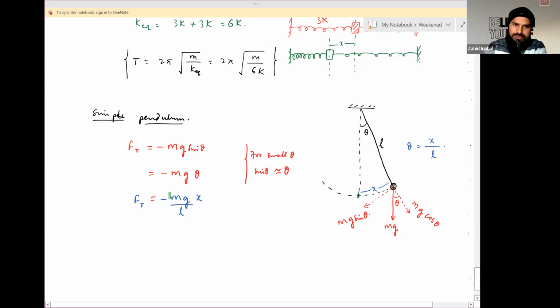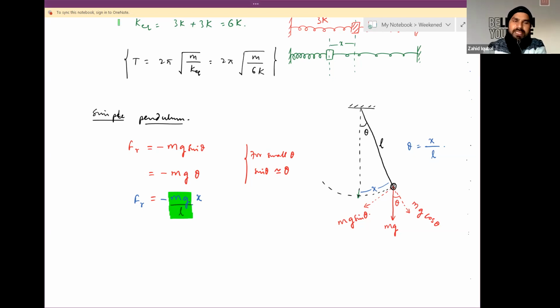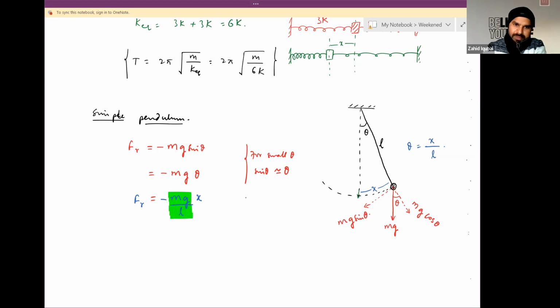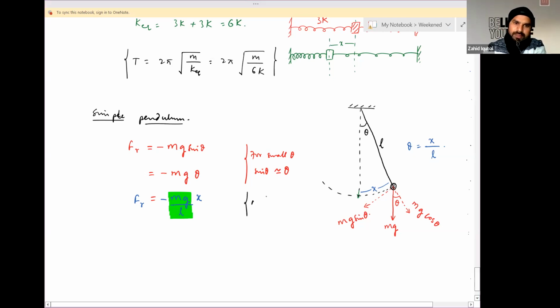Now compare this expression to the one above for a spring mass system, where F restoring equals minus k times x. So this particular quantity mg divided by L will behave as the spring constant k. If you compare, restoring force equals minus k times x, so k will equal mg by L.